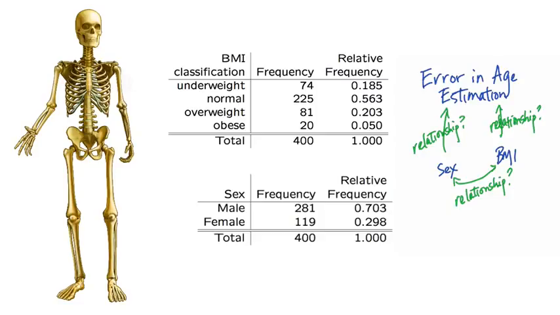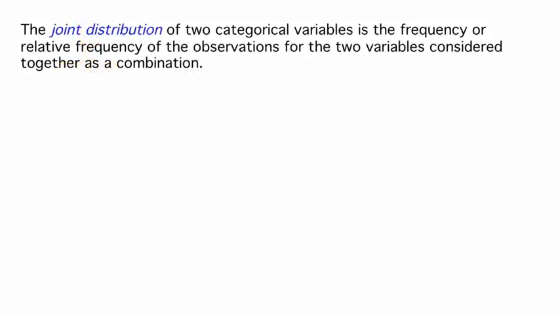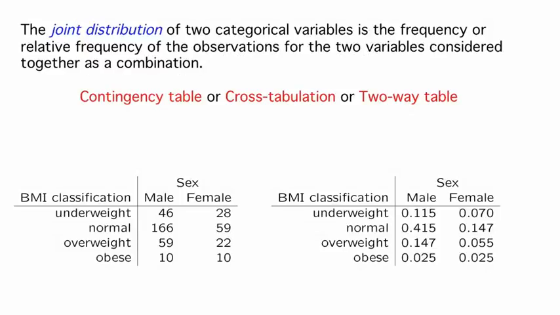As another of the first steps in understanding these data, we should investigate the joint distribution of body mass index classification and sex so that we can learn things such as, do we have equal numbers of females and males who are obese? Or are there equal numbers of males and females in the underweight category? And so on. We can see the joint distribution of BMI classification and sex in a contingency table, sometimes called a cross-tabulation, or a two-way table since we have two categorical variables here.